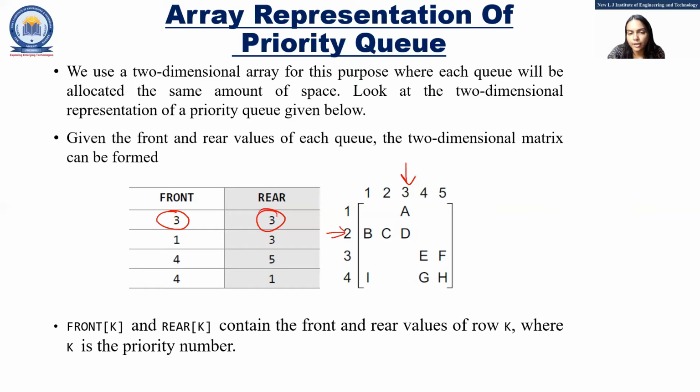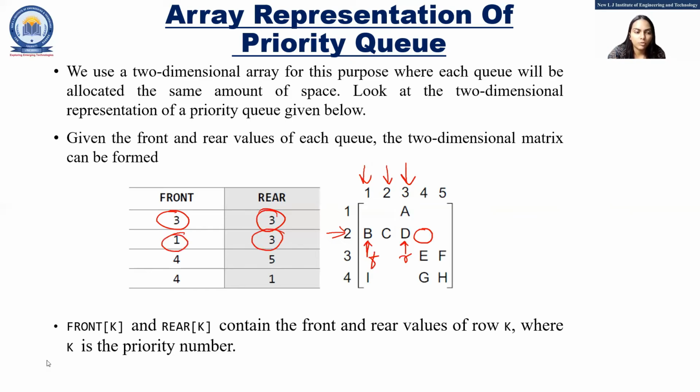Okay, so they are at priority 2, and indexing is 1, 2, and 3. So rear would be pointing to the last. Now if something gets inserted with priority 2, it will be inserted over here. And where is the front? Front would be over here, because currently nothing is deleted. So front is 1 and rear is 3.